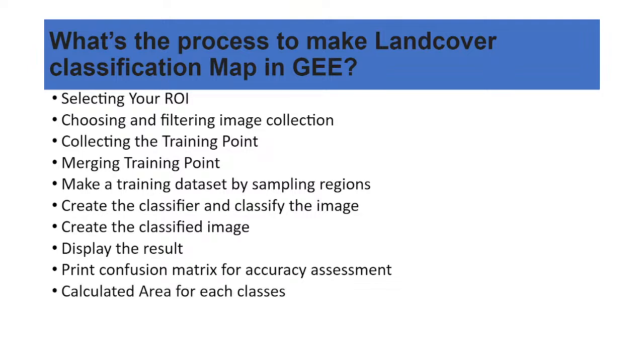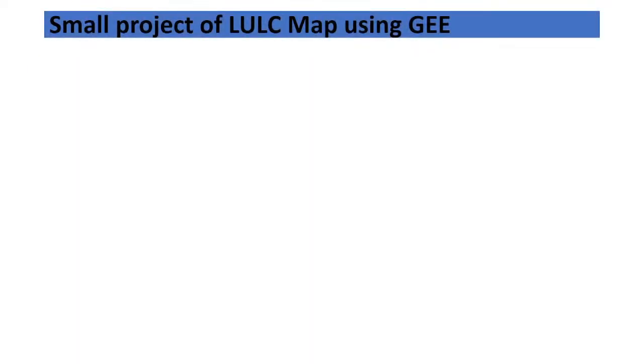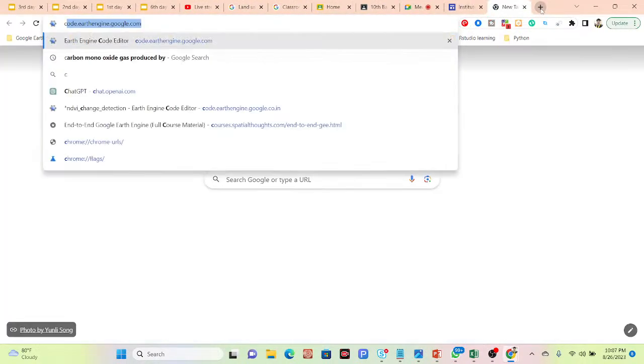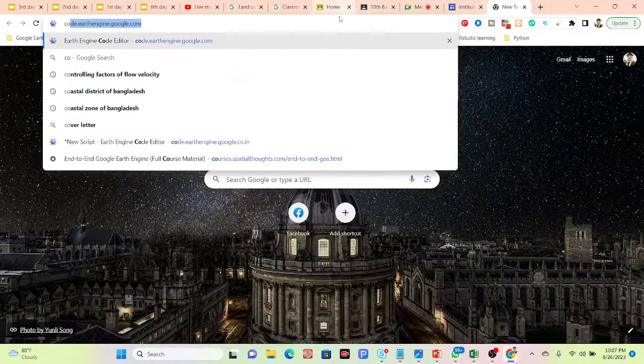And then we will need to calculate the area for each class, how much of each class is available. So let's go. First of all, I simply open my code editor and show you practically all of those things one by one.